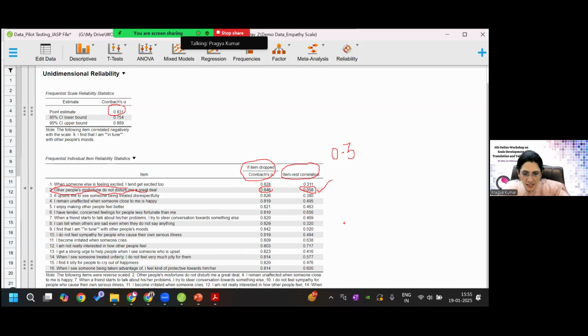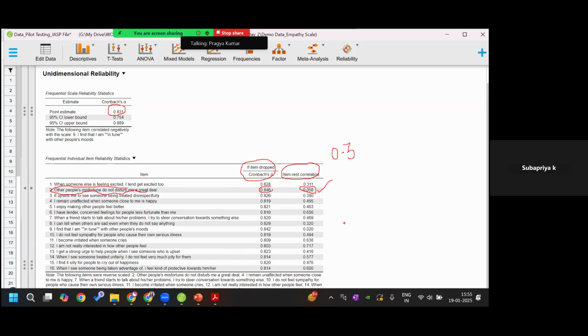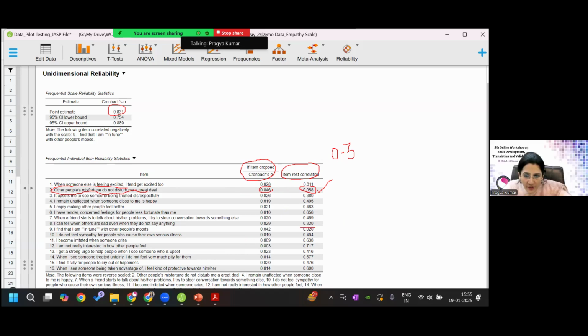Then what is the next item which is not a very poorly performing item? Yes, you all have Number 9, ma'am. 9. The value is 0.02. And here also, if you delete this item, what will be the Cronbach alpha? So here also the Cronbach alpha is improving marginally. And it is the question like, I find that I am in tune with other people's mood. So maybe this question is not having a good reliability. So you need to report these two items.